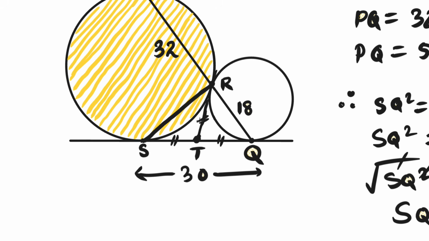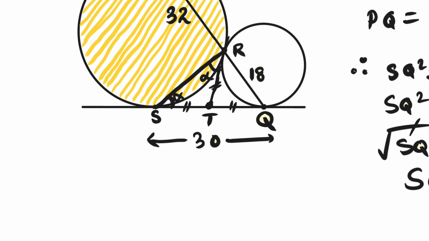Consider triangle SRT first. Since TS equals TR, the angles opposite those equal sides are equal. Let each of those equal angles be alpha. So the angle SRT is alpha, and the angle RST is also alpha. Now consider the other triangle, TRQ. Since TR equals TQ, this is also an isosceles triangle. Let the two equal base angles be beta. So the angle TRQ is beta, and the angle RQT is also beta.